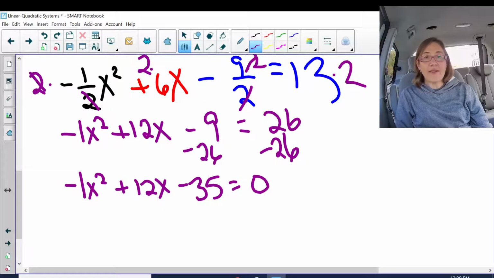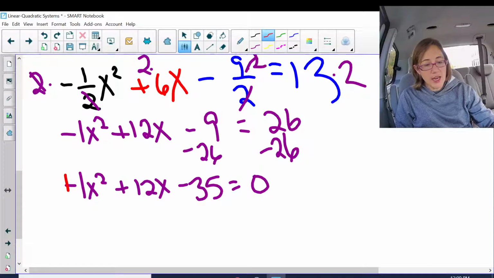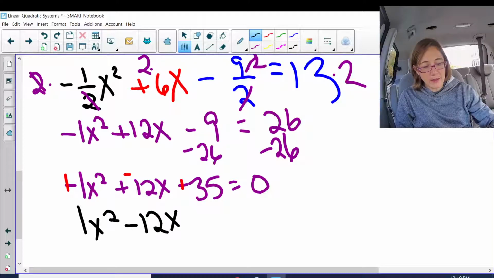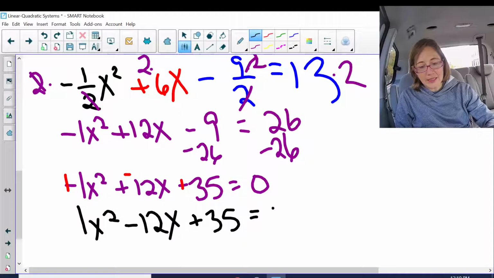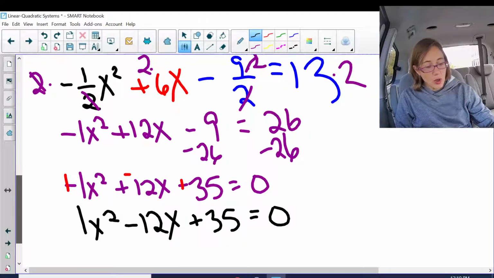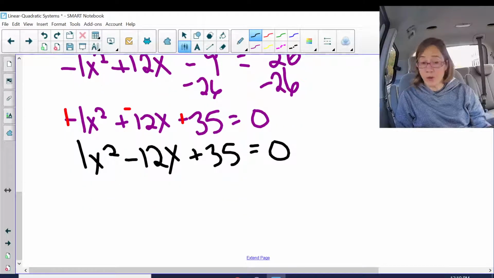Now I don't really like having a leading coefficient of -1, so I'm going to go ahead and multiply through by a -1. All that will do is change all of my signs, and the 0 doesn't even do anything. So I currently have 1x squared minus 12x plus 35 equals 0. So that is a quadratic we can work with here.